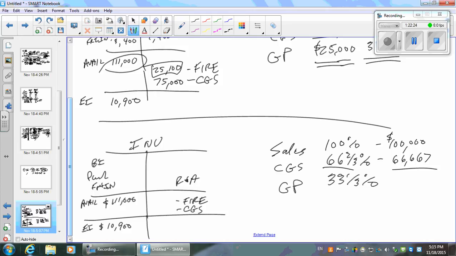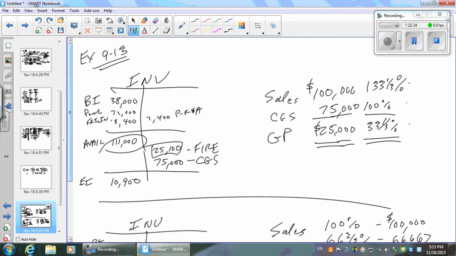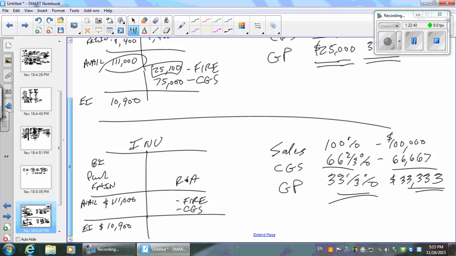66,667. Everybody agree with that? 33,333. We're good, aren't we? Everybody staying with me? So the first one was a what, everybody? Markup. See how they just slid that in there on you? What's this one? Margin. Right? Markup and margin. Big difference.